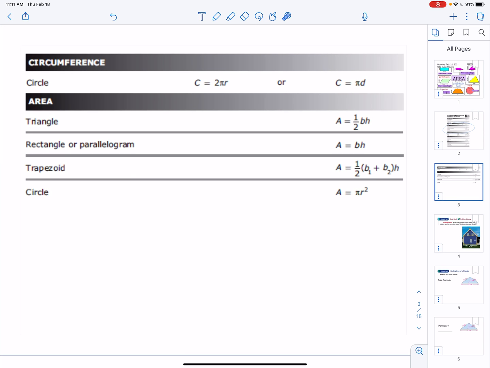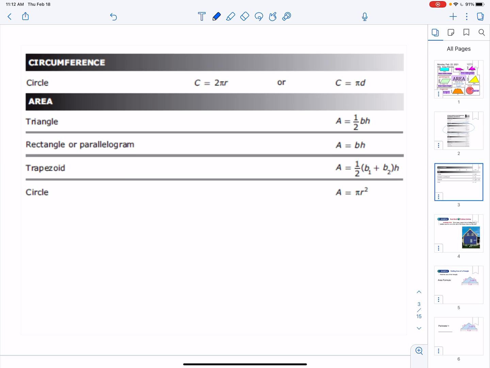Okay, now to do circumference, there's two formulas, and it depends on whether you're given an R or you're given a D. And we know that R stands for radius and D stands for diameter. And we'll get more into that once we get to the circles. And all you have to do is multiply 2 times pi times radius, or just pi times diameter.